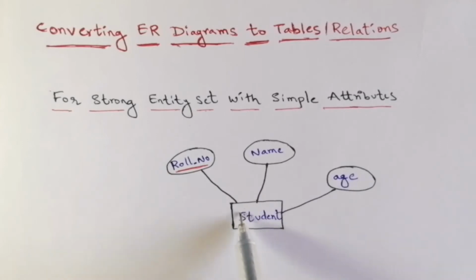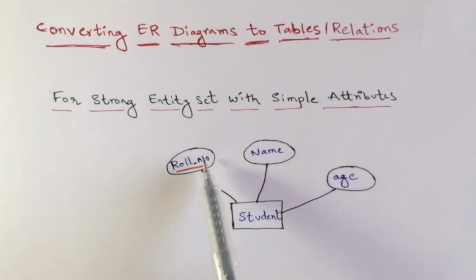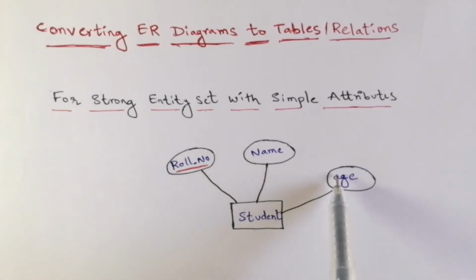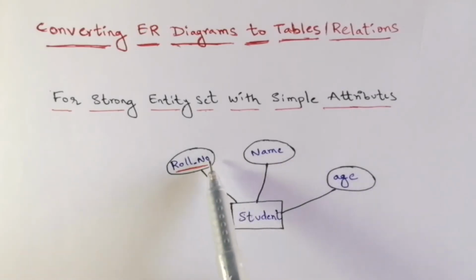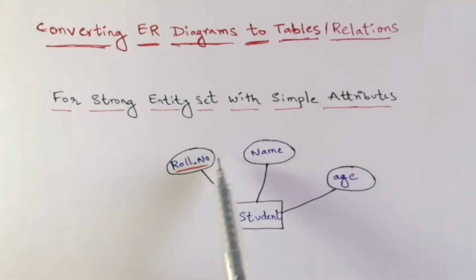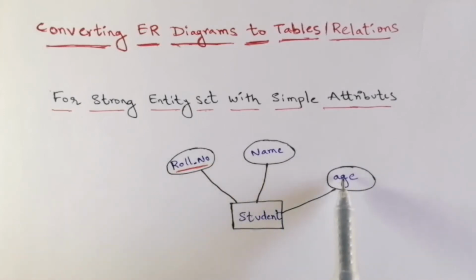So student has an attribute called roll number, which we have underlined. It signifies it is a primary key, and it also has attributes name and age. So all these are simple attributes. We have discussed in our previous lectures the different types of attributes. So here in this case all are simple attributes.